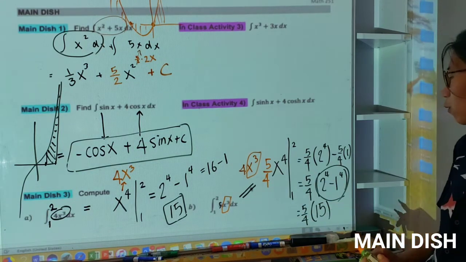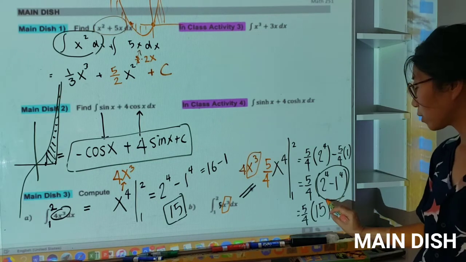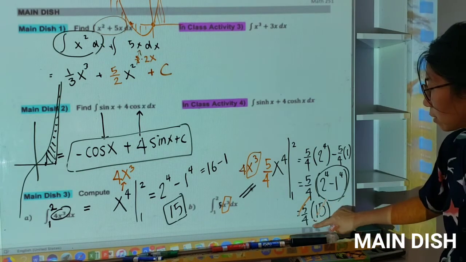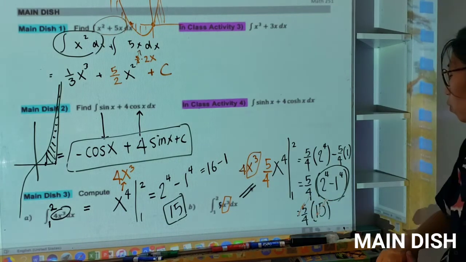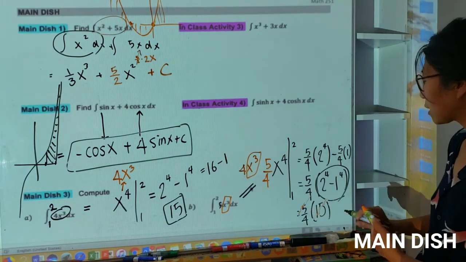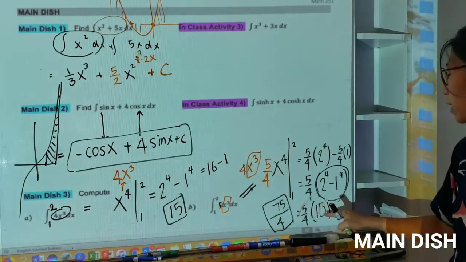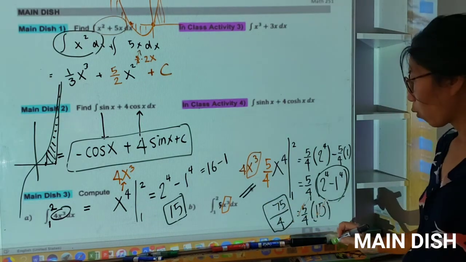I'm just going to borrow. Of course, you can multiply. I don't think it's that bad. You can use a calculator too. Oh, it doesn't cancel out, right? Sorry, it shouldn't cancel out. So 5 times 15 is 75, over 4 is the answer. So 75 over 4.